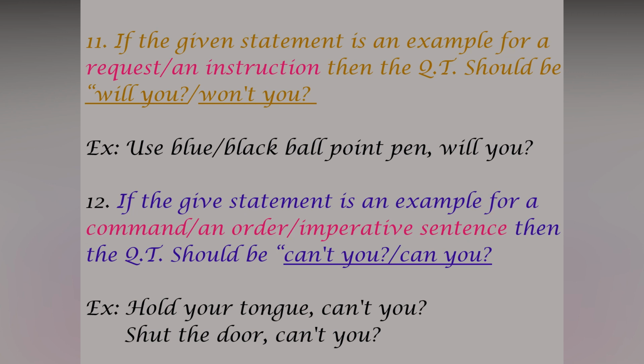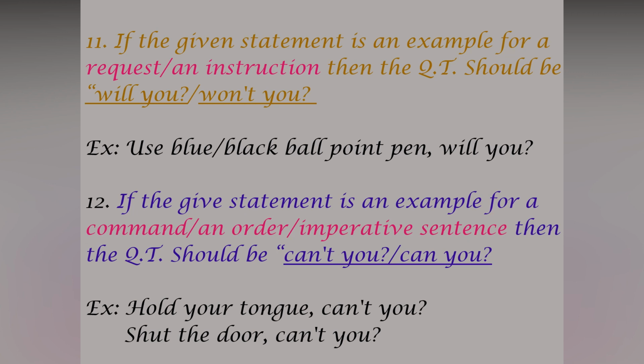Imperative sentences. Request and instruction, generally we go for imperative sentences. For imperative sentences we use will you or won't you. If the given statement is an example for a command, an order or imperative sentence. Imperative sentence is also a request. But here in this sense imperative means subjectless sentence. Here also subjectless sentence. We can write imperative sentence also. But here request and instruction, here command and order. Then the question tag is can you, can't you. Hold your tongue, can't you. Shut the door, can't you.